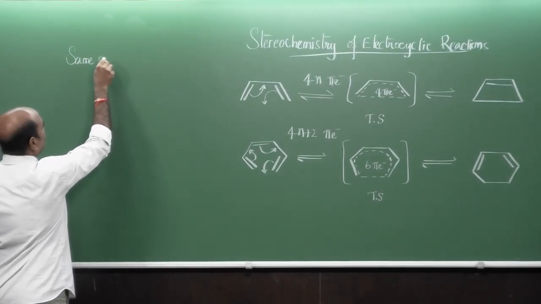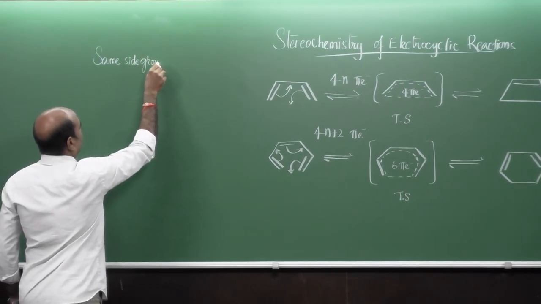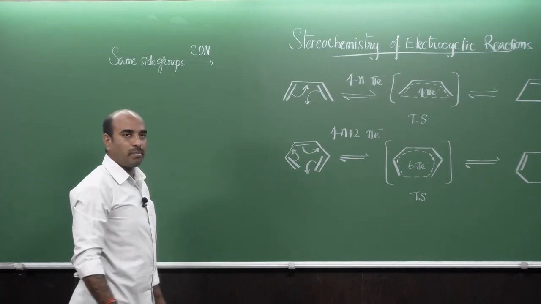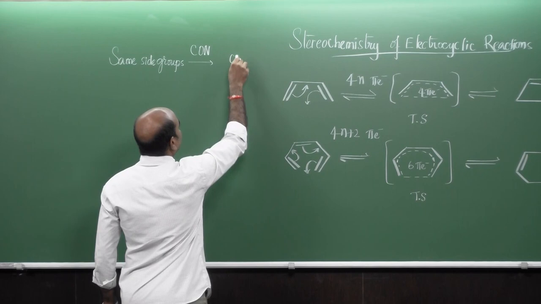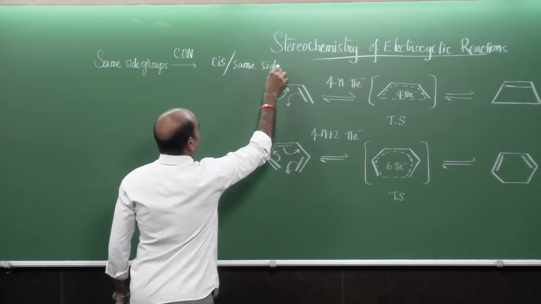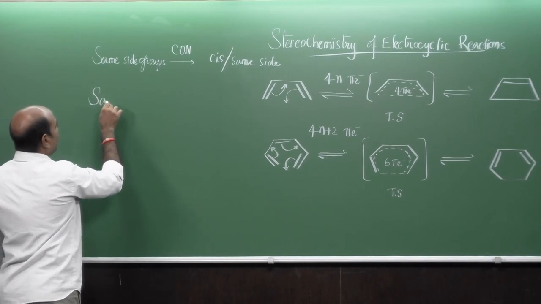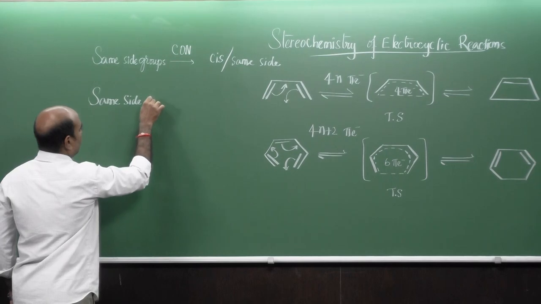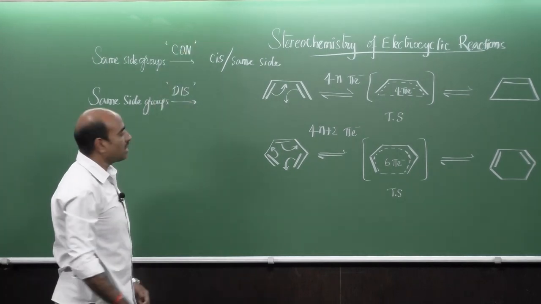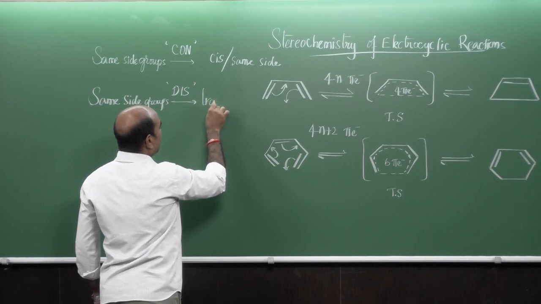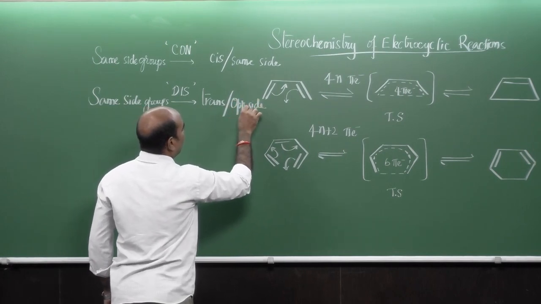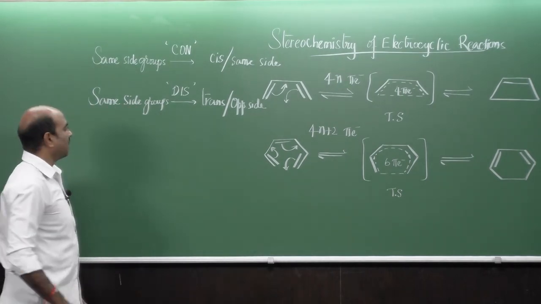So, same side groups on con mode of rotation. What happens? In the product also, you will see them as cis related or same side only. Same side groups on dis mode of rotations. What happens? You will get the trans relationship between the groups in the product, or you can also say they are seen opposite to each other, right? One above and one below the plane, right?